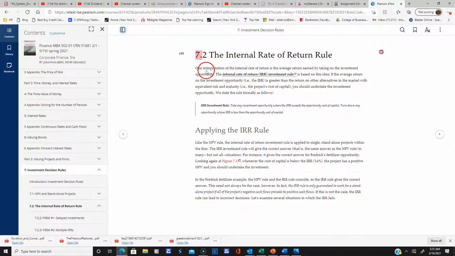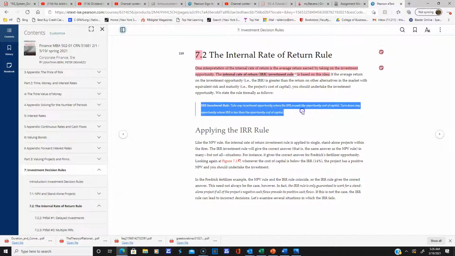All right, so let's look at the internal rate of return here. So one interpretation of the internal rate of return is the average return earned by taking on the investment opportunity. The internal rate of return investment rule is based on this idea. Okay, so this is important. If the average return on the investment opportunity is greater than the return on other alternatives, okay, you should undertake the investment. So here's the definition.